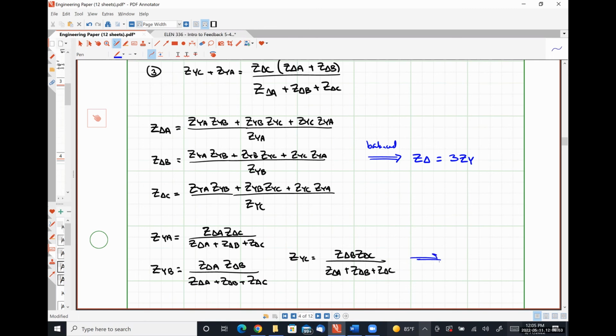And when our system is balanced, we can see that ZY will be Z delta squared over 3Z delta, or simply ZY is equal to 1/3 Z delta. So our Y connected equivalent impedance per phase is just our delta connected impedance per phase divided by 3.